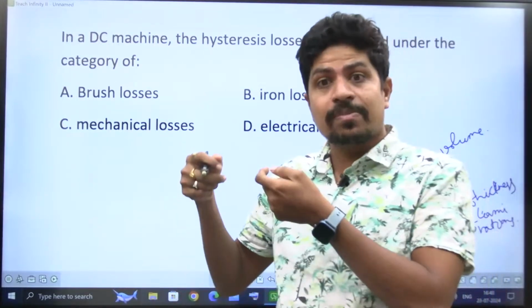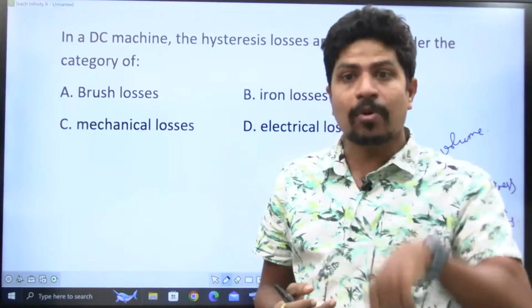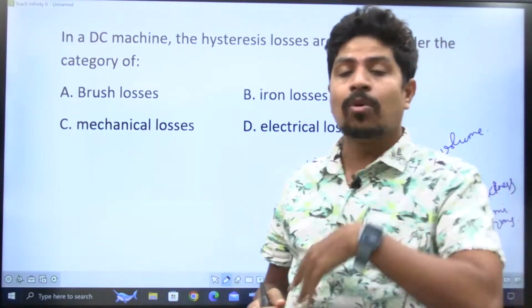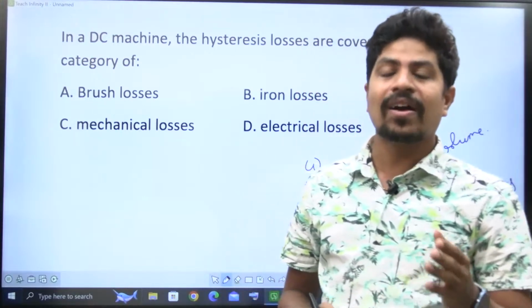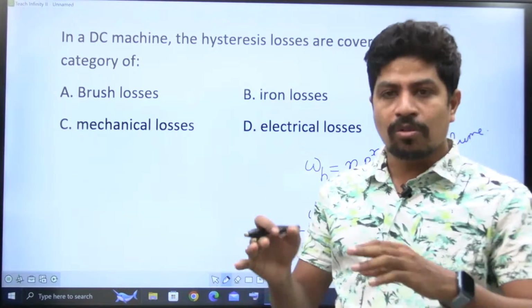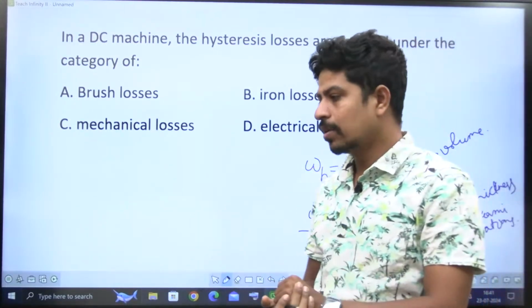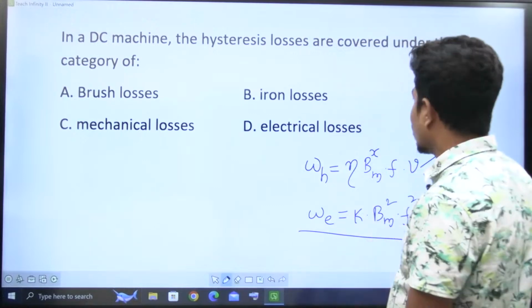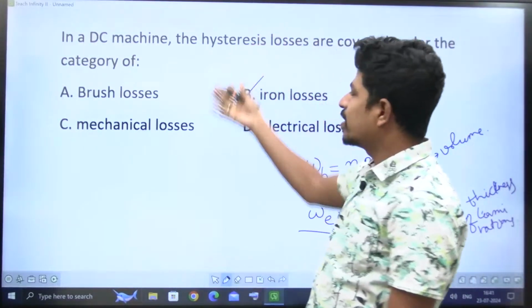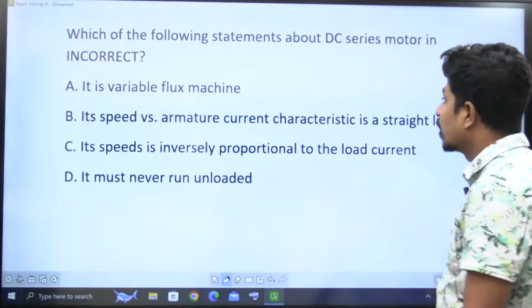Inside, the generated EMF is AC only. And if you are giving a DC power supply to a DC motor, that will be converted from DC to AC by using the same commutator. The commutator is going to behave as an inverter in the case of a DC motor, and as a rectifier in the case of a DC generator. That is the behavior of a commutator. It is doing both actions. So what he is saying, iron hysteresis loss will be there. Hysteresis loss, not only in a DC machine, any machine, comes under iron loss, right? Option is B.